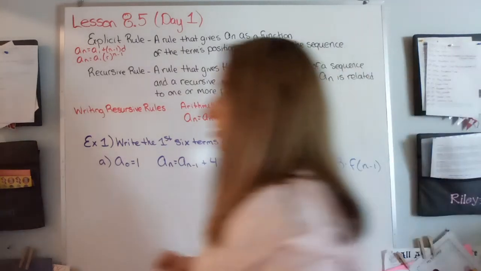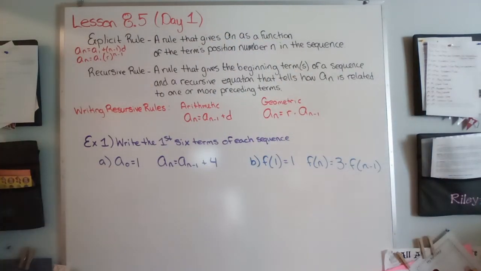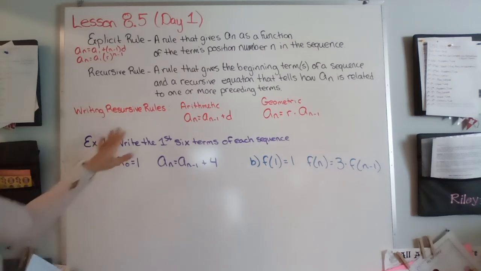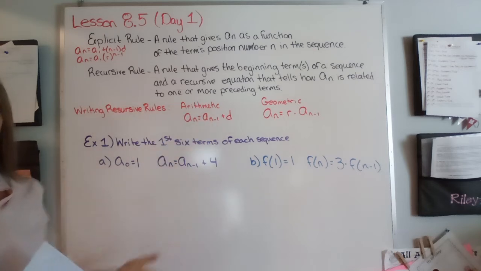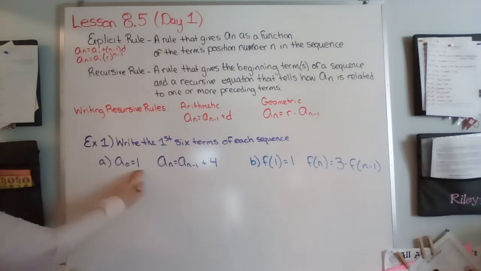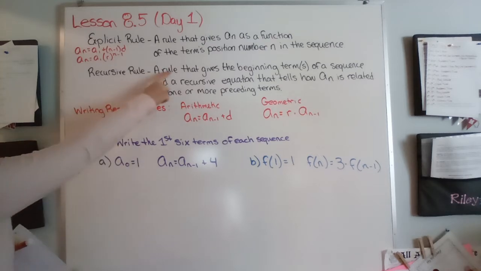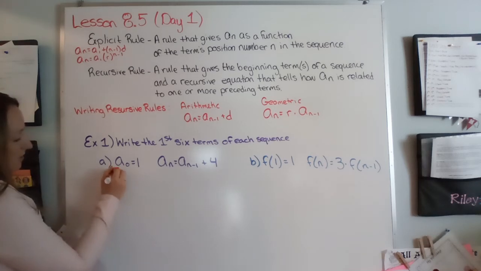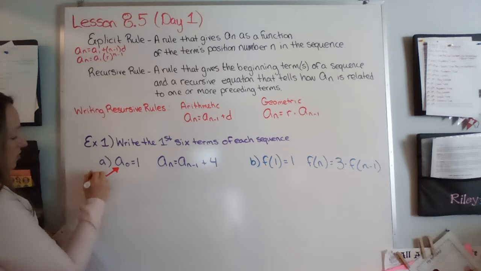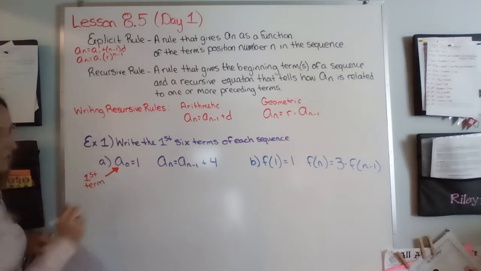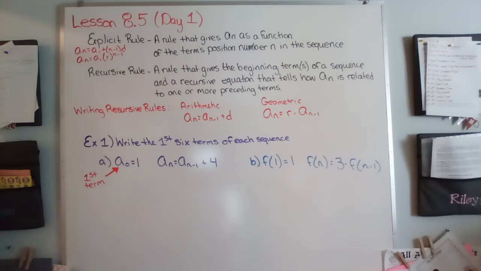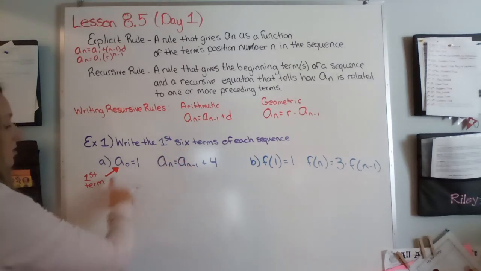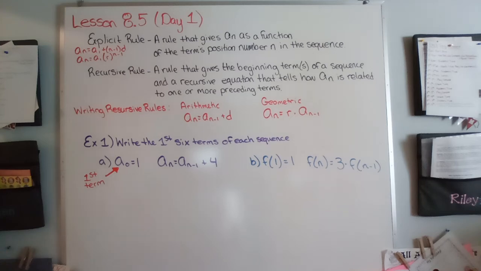Okay? So to start, it says, write the first 6 terms of each sequence. We're just practicing getting used to this notation before we write them ourselves, okay? So they're giving you the beginning. It says a rule that gives the beginning term or terms. They're giving you the beginning term of the sequence. So they're using a sub 0 equals 1. So this right here, that is the first term of our sequence. We need to find the next 5 terms because they asked for a total of 6 terms. Here's term number 1. We need to find the next 5 terms.